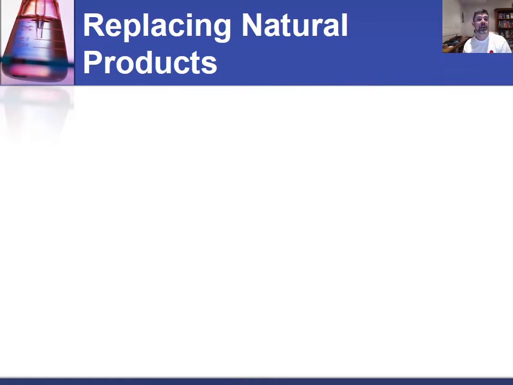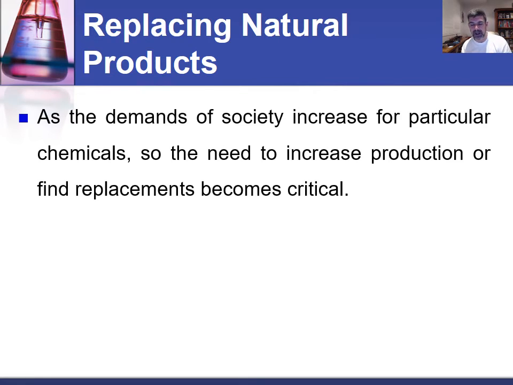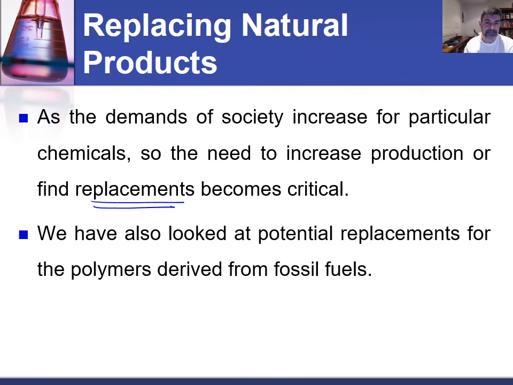So what we want to do is have a bit of a look at how we replace natural products. The thing we're going to do is do a quick case study on rubber, and you need to keep in mind these important components when we look at this study, and that is that as society's demands increase, so we need to increase production. Now, if we have finite resources, then we may have to look at some sort of a replacement for those materials before they run out or before our demand exceeds the supply.